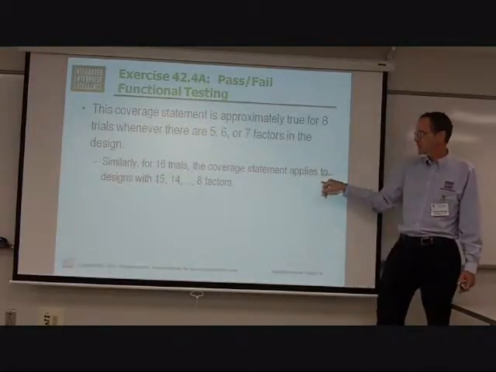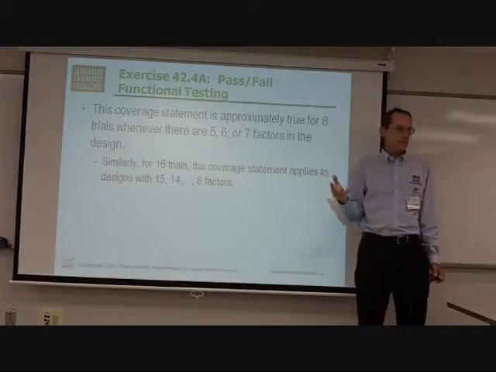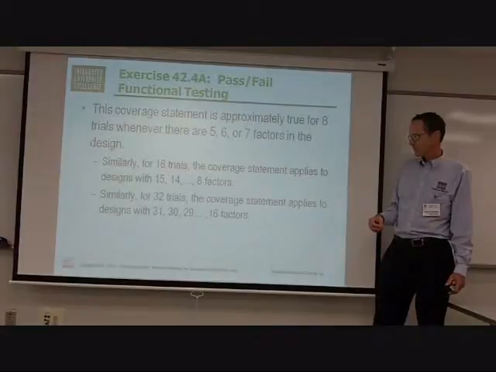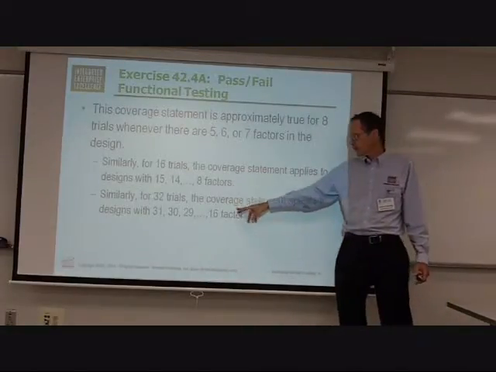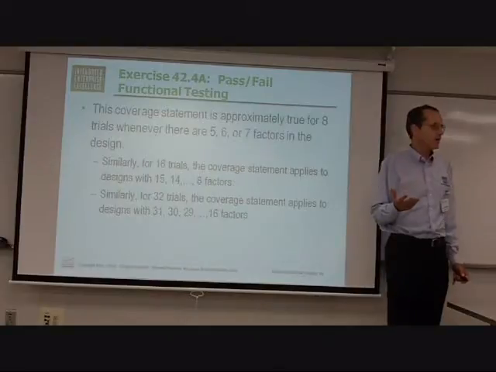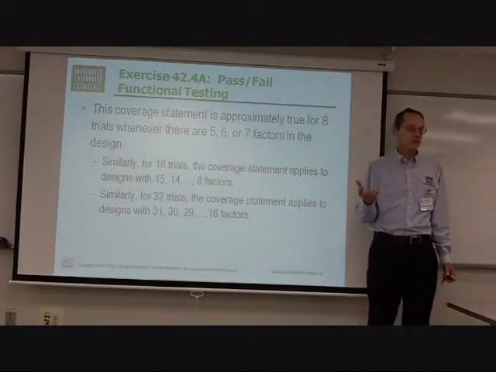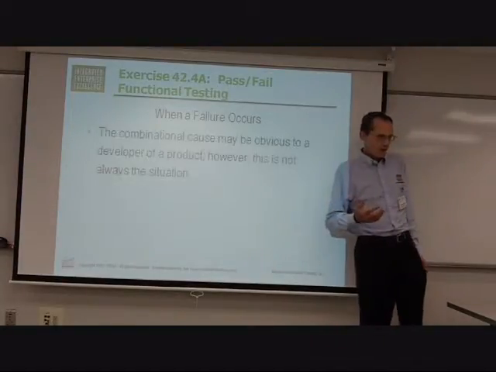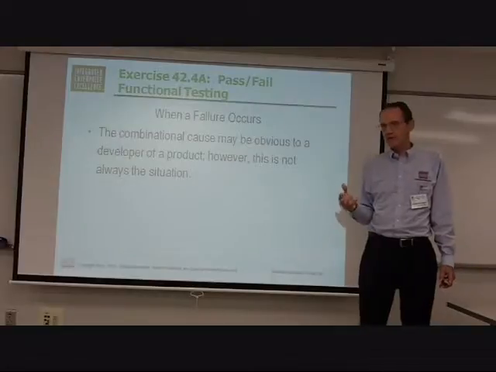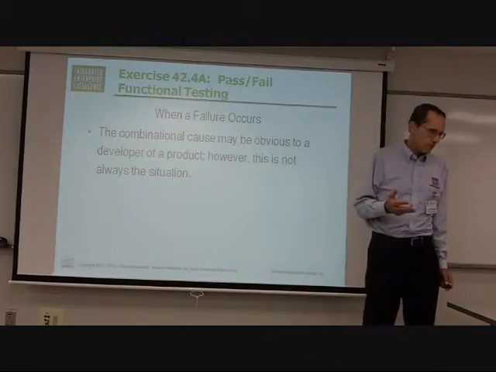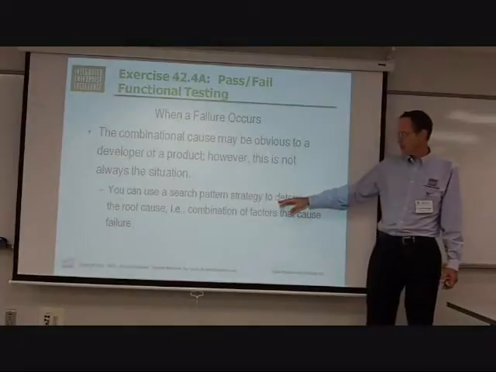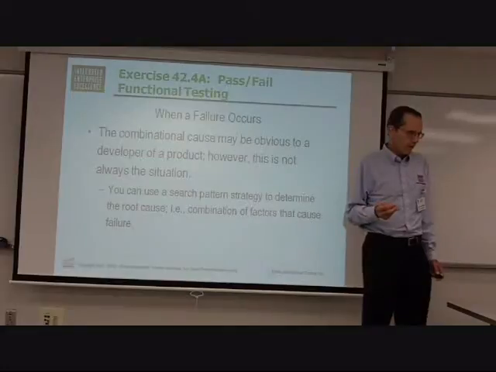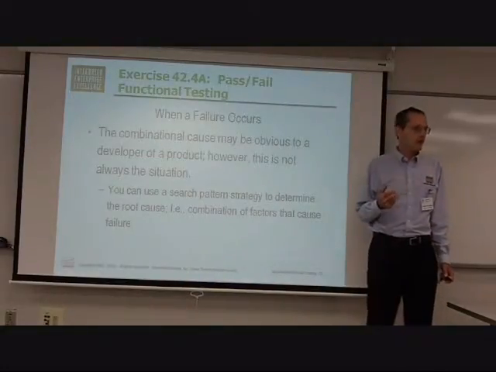So now similarly for 16 trials, we can get about the same coverage for 15 factors all the way down to 8 factors. In 32 trials, similarly 31 to 16 factors. So keep in mind, in 32 trials, I can do 31 factors at 2 levels. Now, when a failure occurs, the combination may be obvious to somebody on why it failed. But again, to reiterate, you may need to do a search pattern strategy to find out the problem if it's not so obvious.